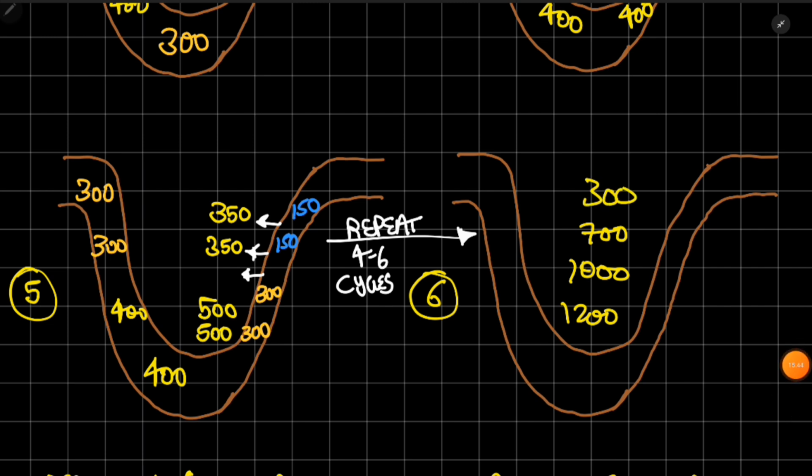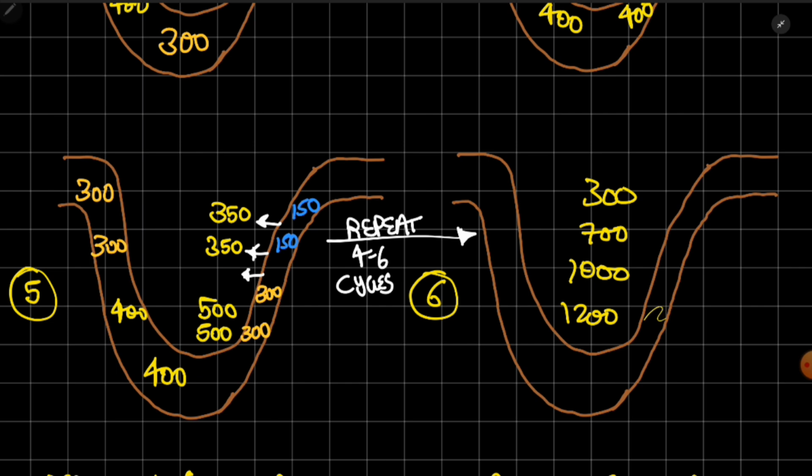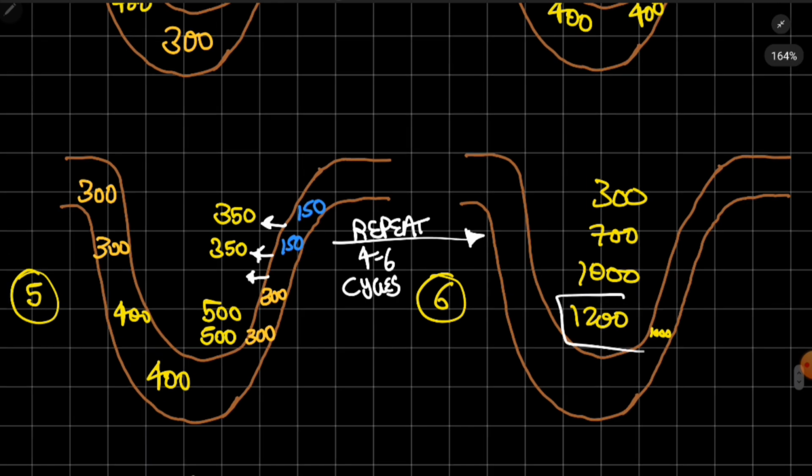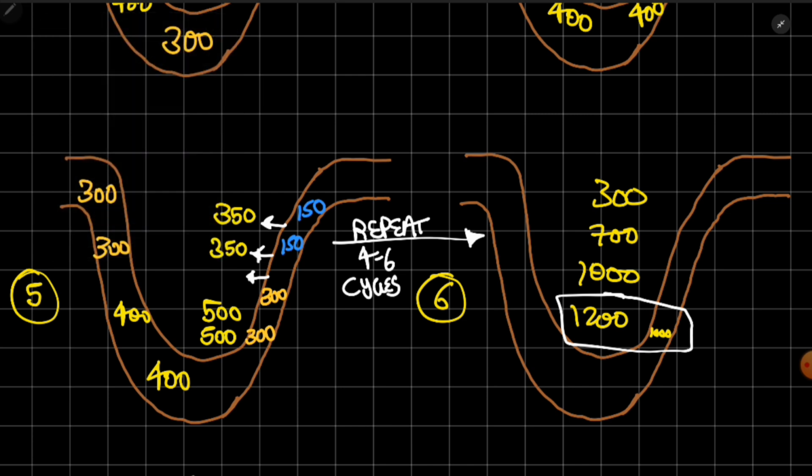Now repeating this cycle will cause the values to be like this in the renal medulla, and the values in the loop of Henle will be somewhat like this. Here it was 1200, so here will be 1000. We are maintaining the osmotic gradient. If here it was 1000, here will be around 800, 700, 500, 300, and 100.